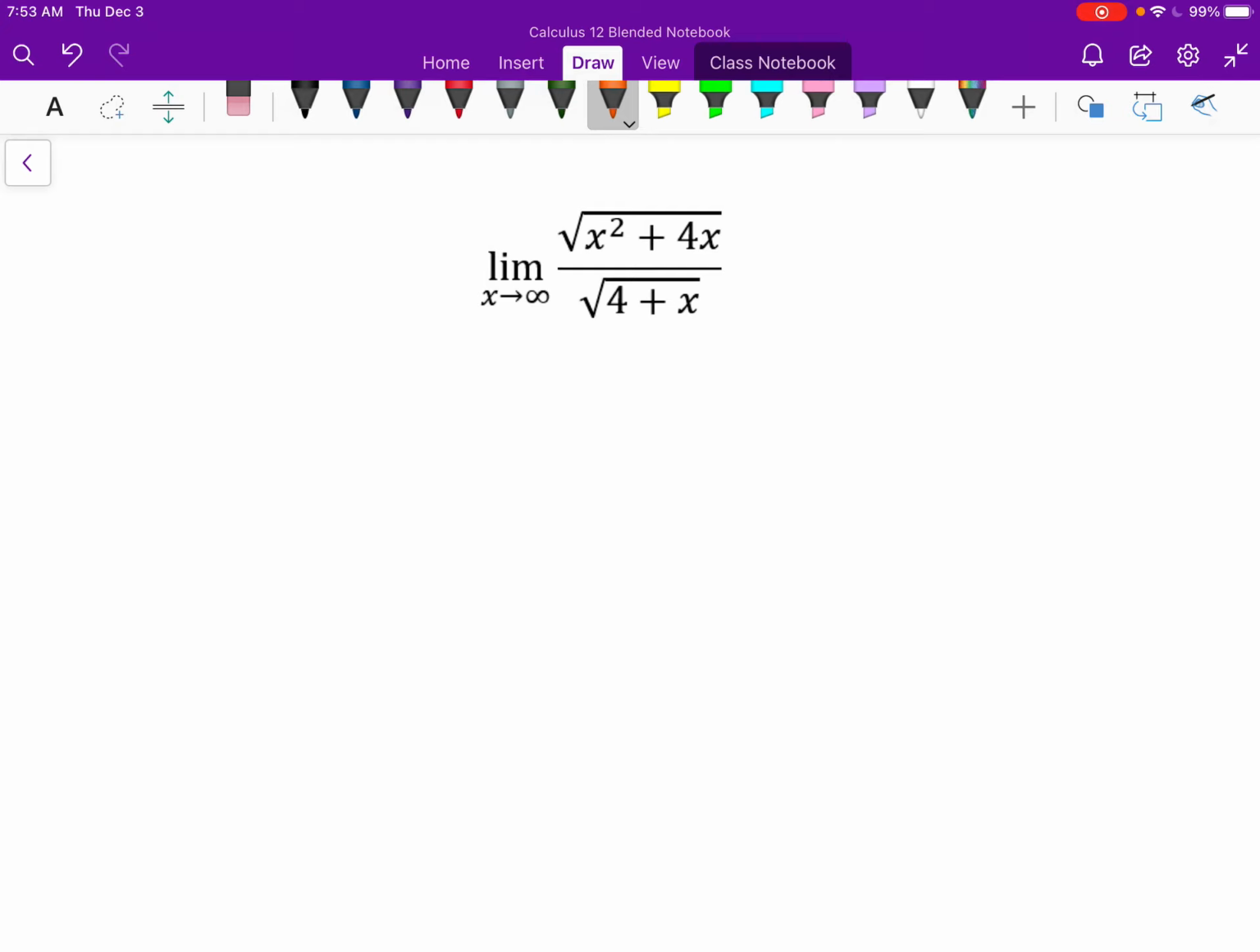Again, similar. And again, there's always lots of ways of approaching it. This time, I'll start with the same thing. Actually, before I do that, I'm going to write this as one big radical, because I am dividing two radicals. So I'm going to write this as just one big radical, the square root of x squared plus 4x over... Now, I'm going to factor out the largest power of x in the numerator and the denominator.